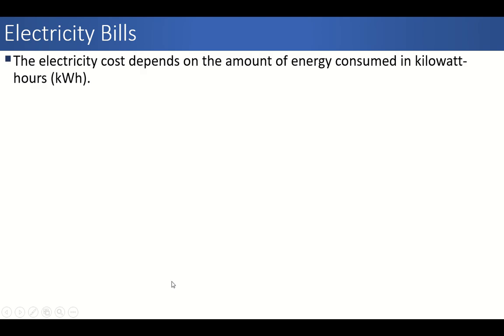Electricity bill. Electricity cost depends on the amount of energy consumed in kilowatt hour, just like we mentioned in the previous lecture as well. Electric utility companies send us a bill according to the kilowatt hours that we consume in our homes. So 1 kilowatt hour is known as 1 unit of electricity. So if our bill says that we have consumed 100 units of electricity, it means that we have consumed 100 kilowatt hour of energy.